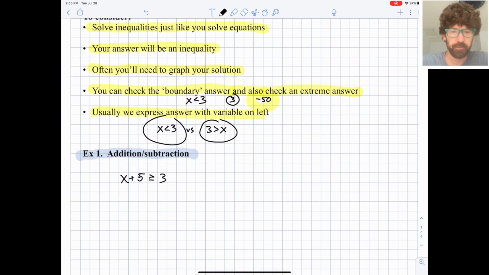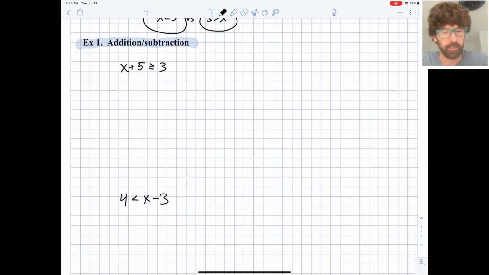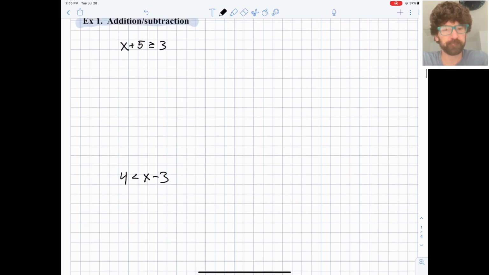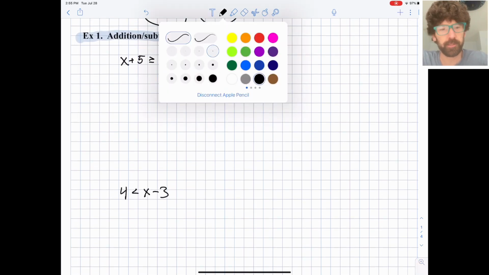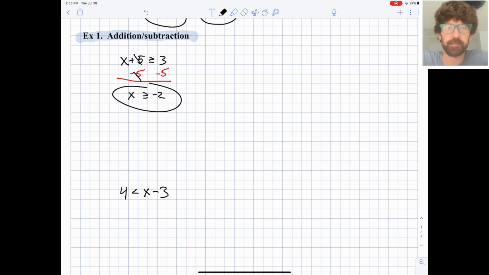So let's do a couple examples here. Okay, addition and subtraction here, and what we will do on this first one, x plus 5 is greater than or equal to 3. As always, we need to work towards isolating for x, and we can subtract 5 from both sides. Everything else is just like when we're solving equations. x is greater than or equal to -2 is my solution.